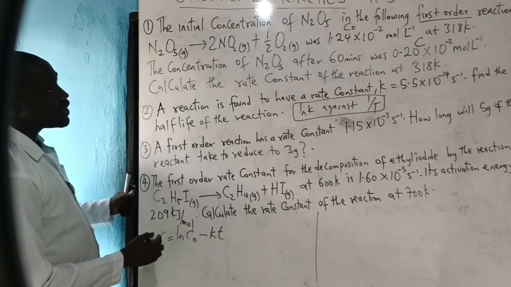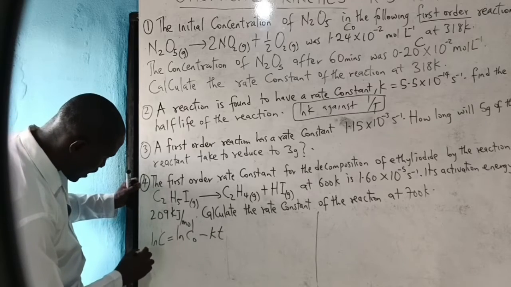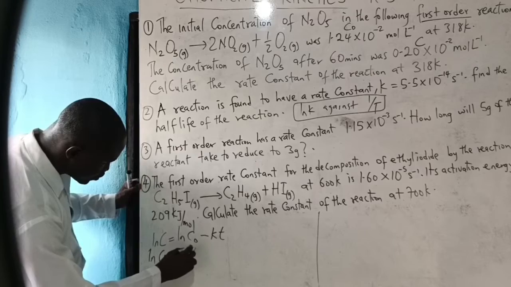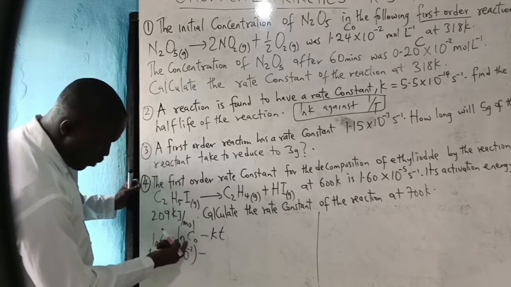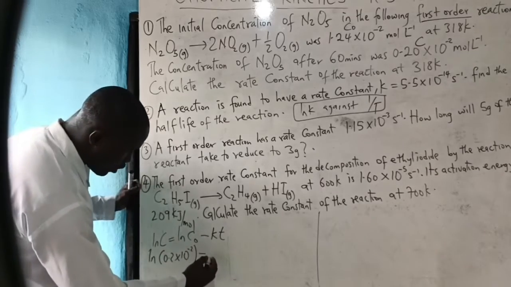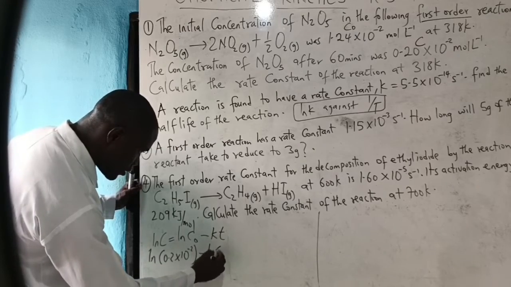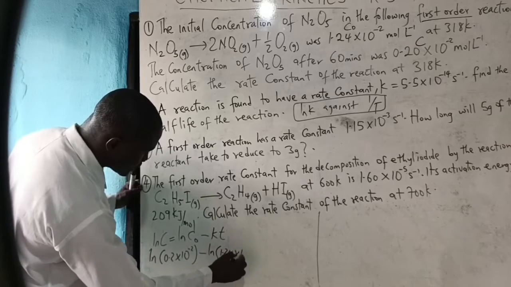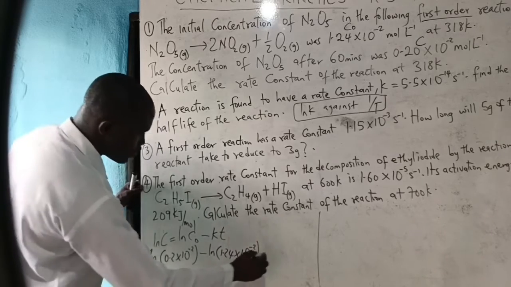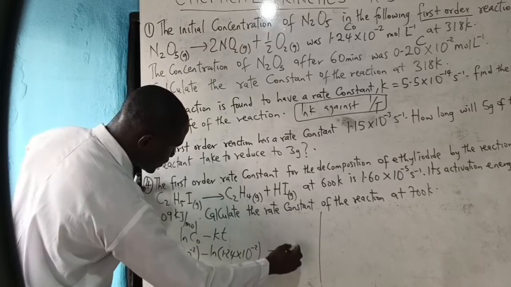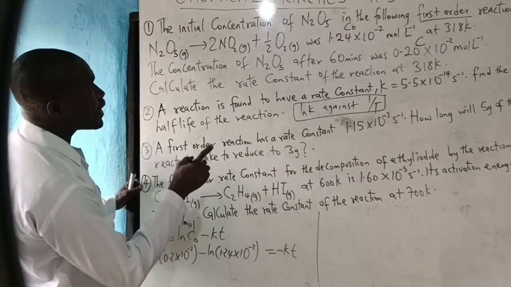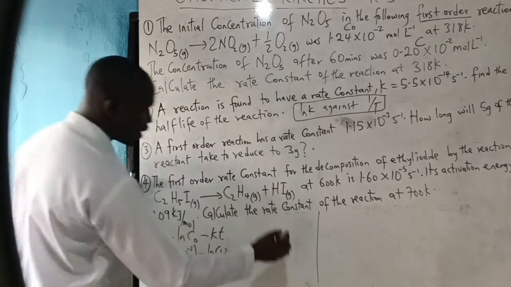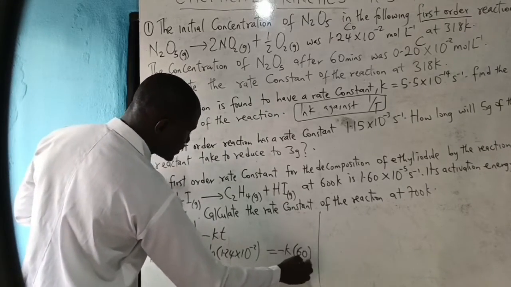Then what is our C? Our C is 0.2 times 10 raised to the power minus 2. So we put ln 0.2 times 10 raised to the power minus 2. When this comes to this side, it becomes minus what? ln what? 1.24 times 10 raised to the power of minus 2. We say is equal to minus kt. And what is our k? Did they give us our k? No, we are looking for the k. They say find the rate constant. But they gave us the time, 60 minutes.